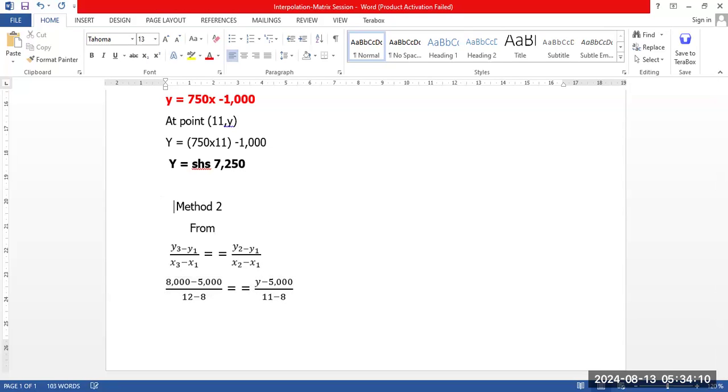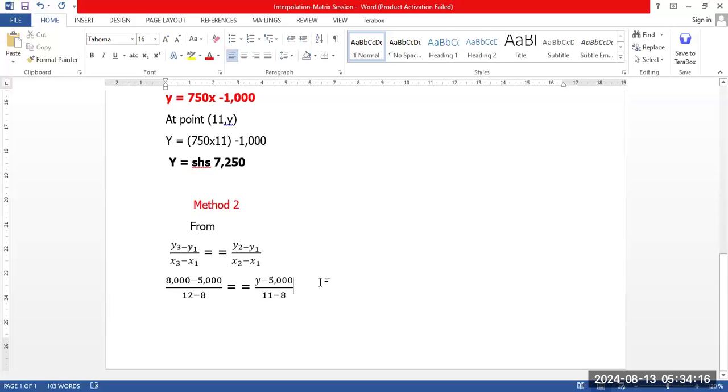So it's up to you to use the method that is easier for you. You will still get y. If you solve, you will still get y as 7,250 shillings. But continue and finish. So which method is easier?